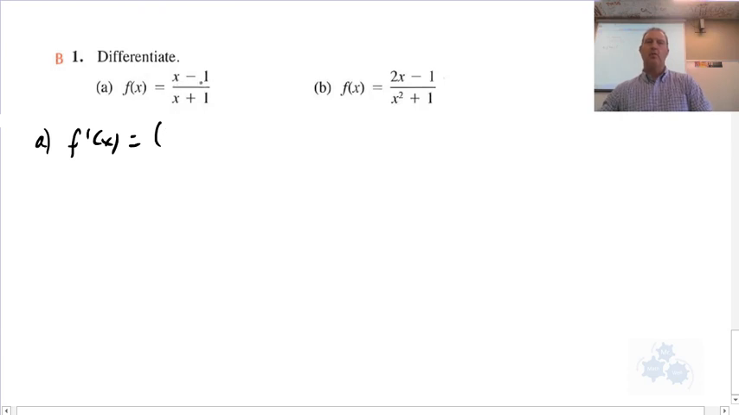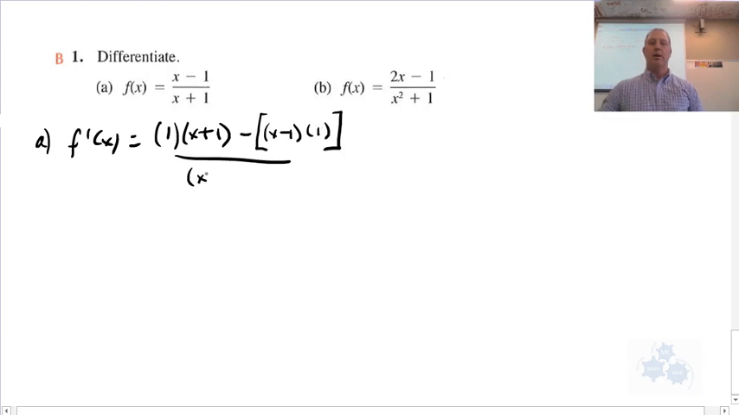The top is x minus 1. The derivative is 1. Right. Derivative of the top times the bottom, minus, now you've got to be careful here, this is going to be a number of terms, right? So make sure you put a big bracket or a square bracket or whatever around this. So it's going to be the top times the derivative of the bottom, all over the bottom squared.